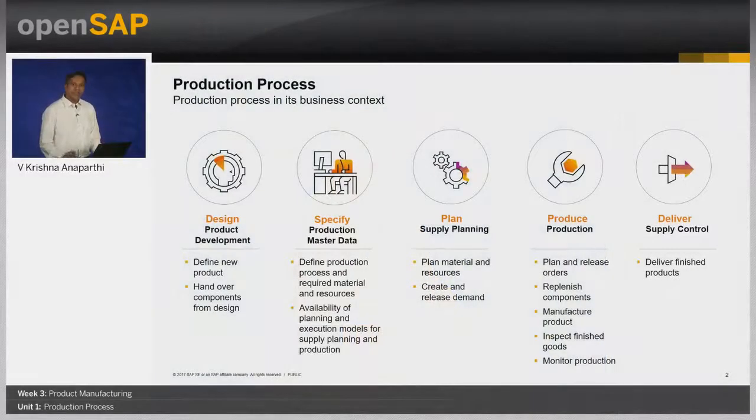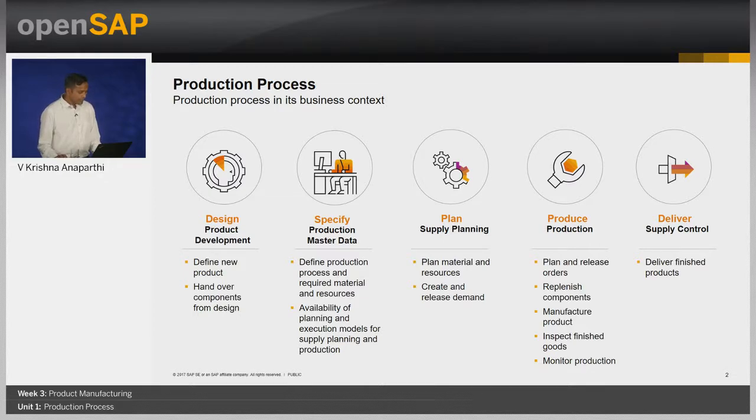The first function is design, which deals with the definition and design of the products. Along with the definition of product, user can create variants of the product by working with product properties and product models. User will also work with product designs, which forms the basis for production master data.